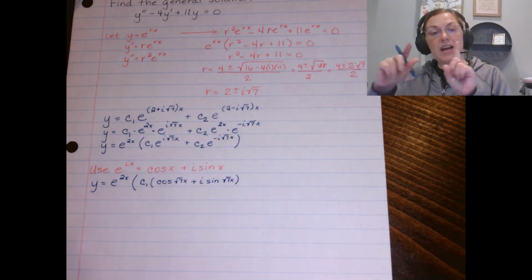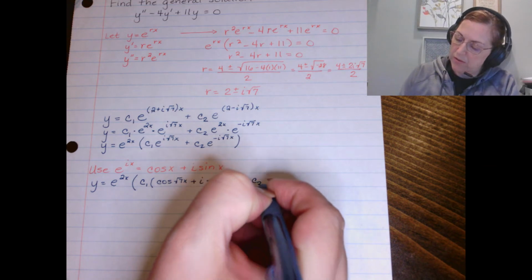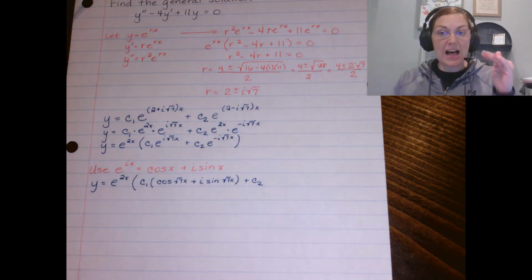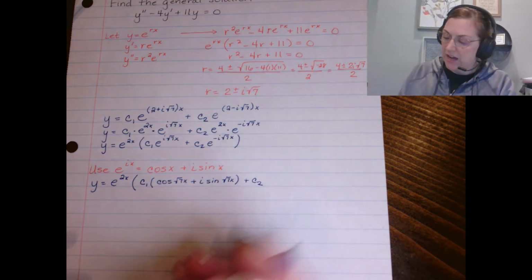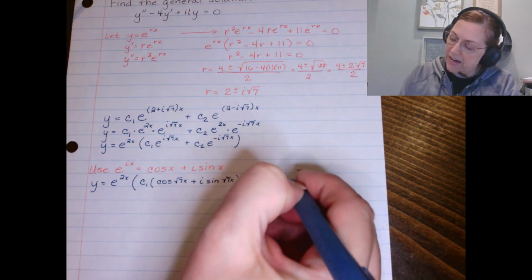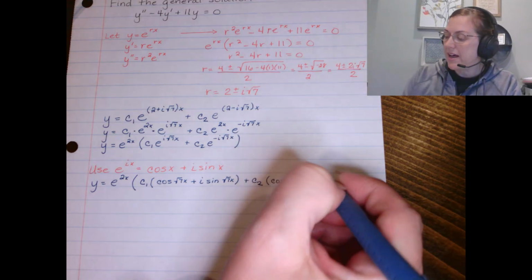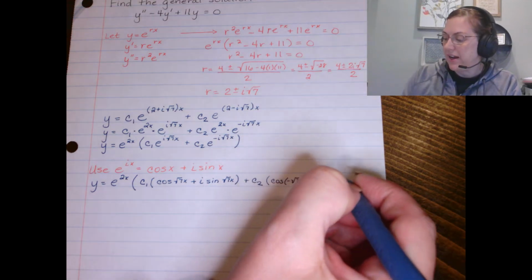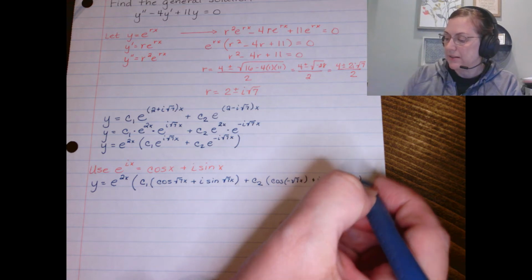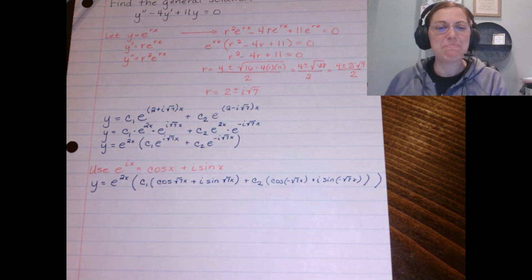Okay, now I've got the other one, right? So this time I've got C2, and this time I've got i times negative square root of 7x. So that would give me cosine of negative square root of 7x plus i sine of negative square root of 7x. Making sure I'm getting all my parentheses in there.